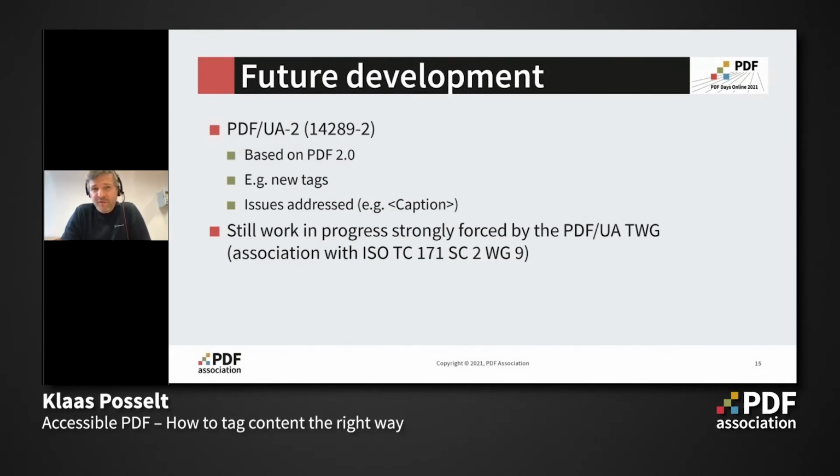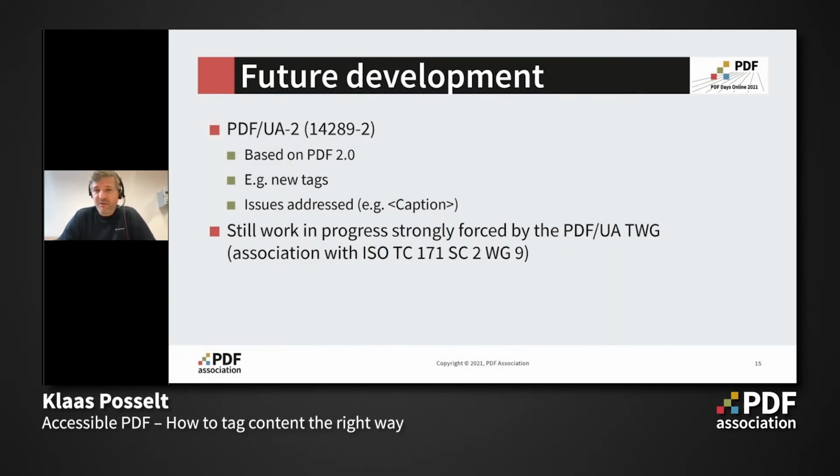A little bit about the future development. As several people before me told, we have PDF/UA 2 in development. It's not the easiest one, as I find, because there are many issues. We need to address several things that couldn't be done with PDF 1.7, but that can be done with PDF 2.0. We need to be aware of all the real world documents.